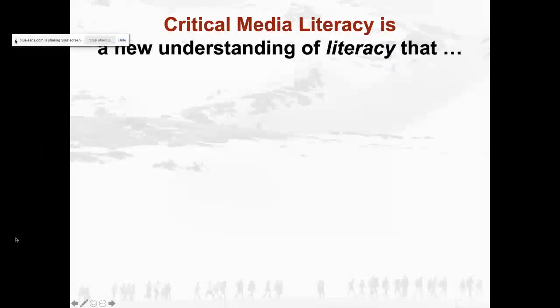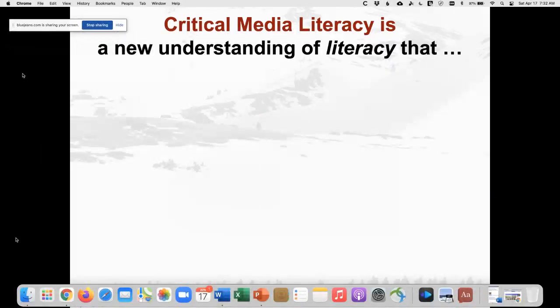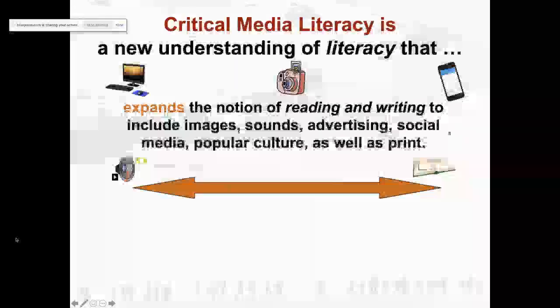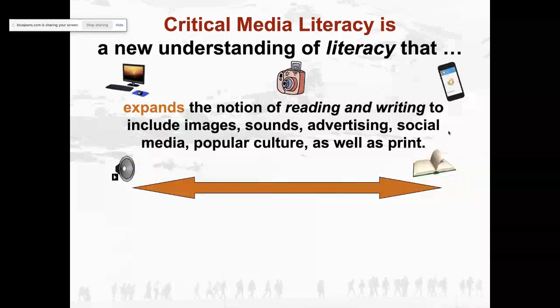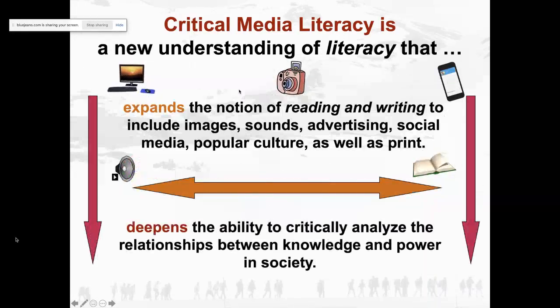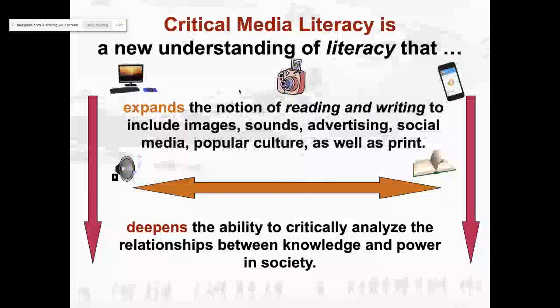So what critical media literacy does is it's trying to do 2 things. One is to reshape our understanding of literacy to be more expansive. So the idea here is to expand the notion of reading and writing to include images, sounds, ads, social media, popular culture, all the different ways that we communicate. Okay, that's one aspect. The other aspect is to deepen this analysis, to deepen the ability to critically analyze the relationships between knowledge and power in society. These are the goals of critical media literacy.